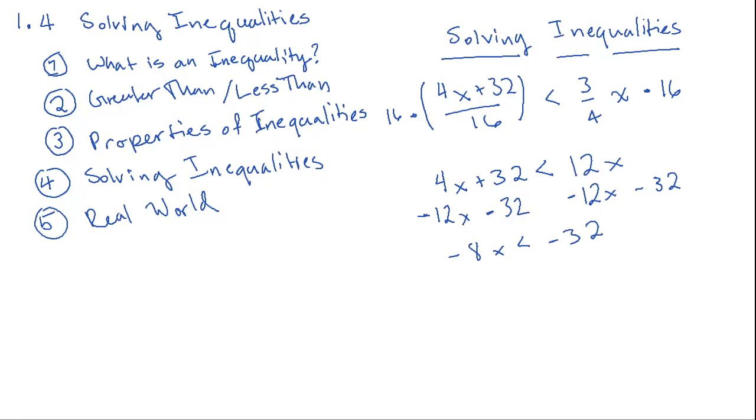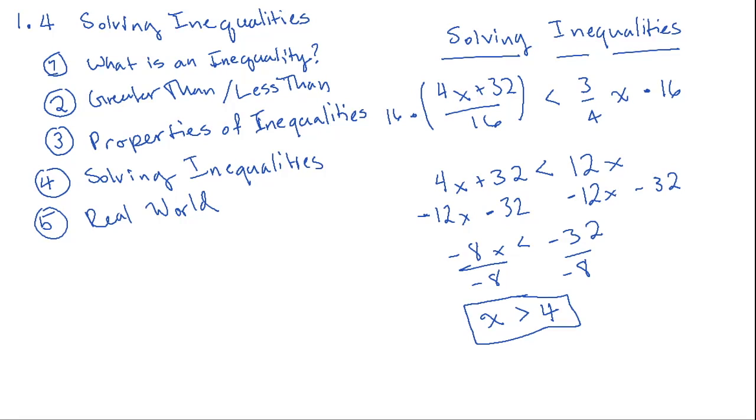Now, easily enough, what I can do now is I can say, okay, well, just divide both sides by negative 8. Remember, whenever I divide by a negative number, what happens? That's right, the sign changes. And that only happens if you multiply or divide by a negative. So in this case, my answer should be x is greater than negative 32 divided by negative 8. It's going to give me a positive number, and it's going to be positive 4. So we've got that x is greater than 4.